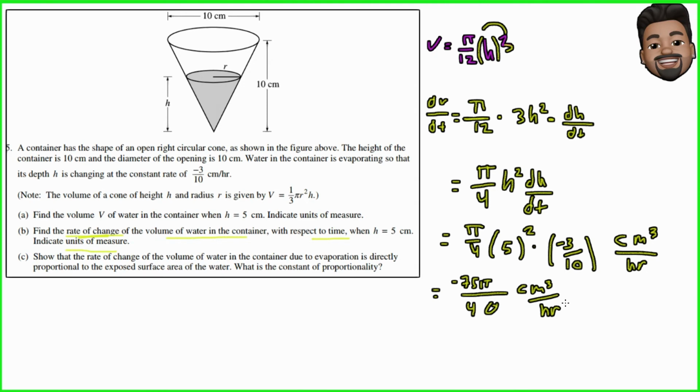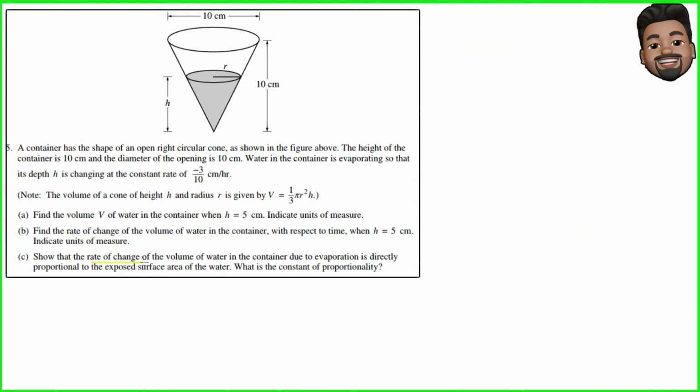Let's go ahead and go to part C. Show that the rate of change of the volume of the water in the container due to evaporation is directly proportional to the exposed surface area of water. So basically what they're saying is this. Let's just take a moment to figure this out. And then it says, what is the constant of proportionality?